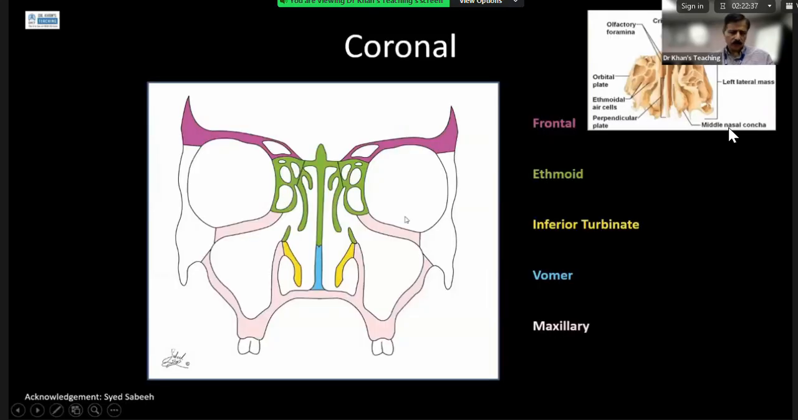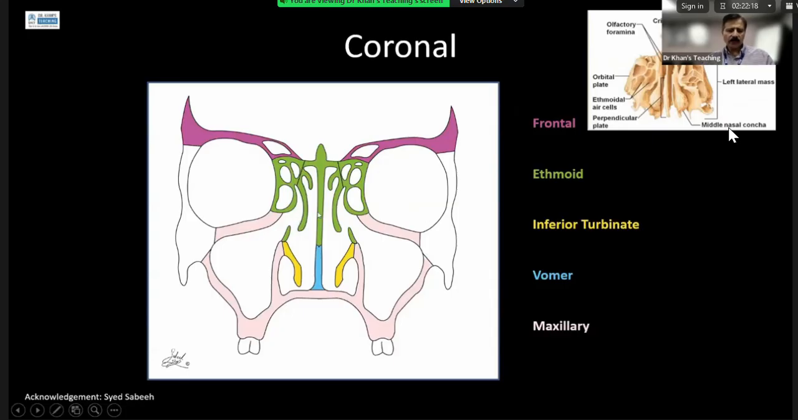Now, this diagram has been made by one of our team members, Syed Sabi, who is also the creator of our logo actually, when we started this 2 years ago. Now he's doing his training in radiology in London.